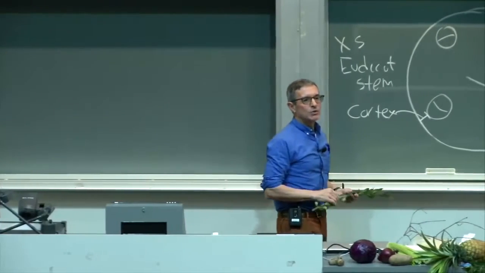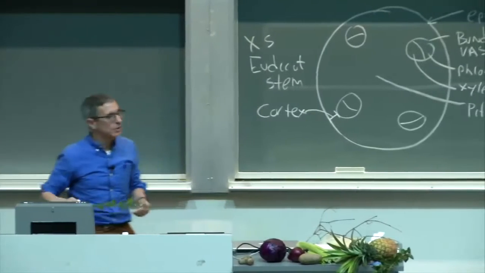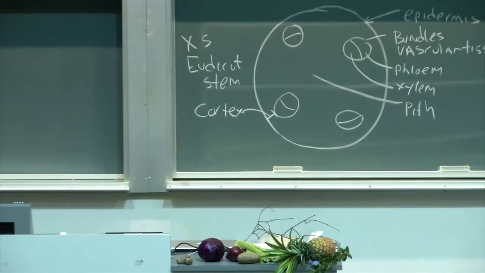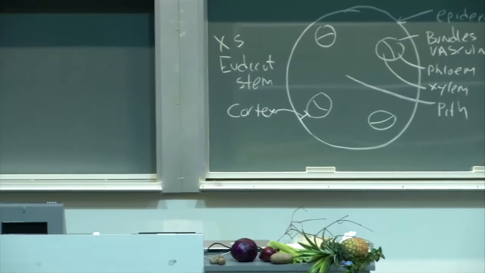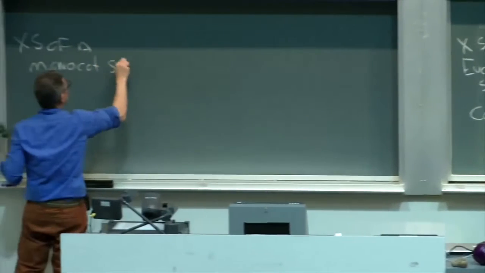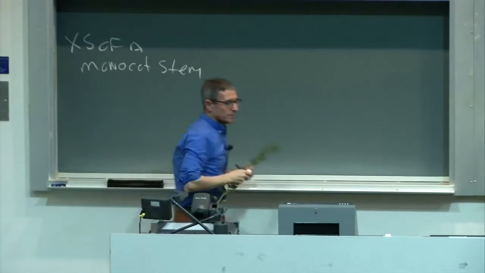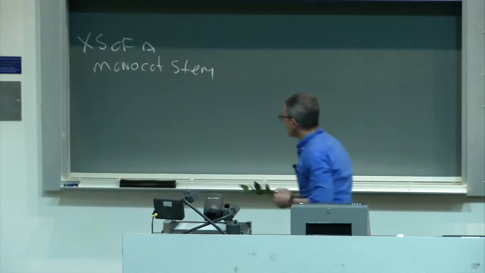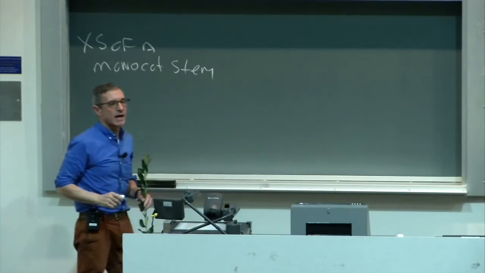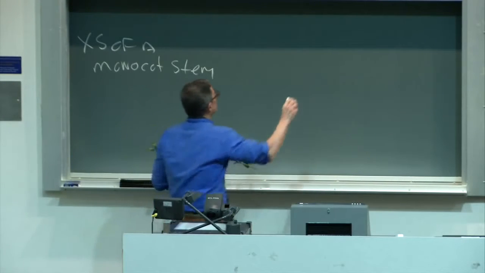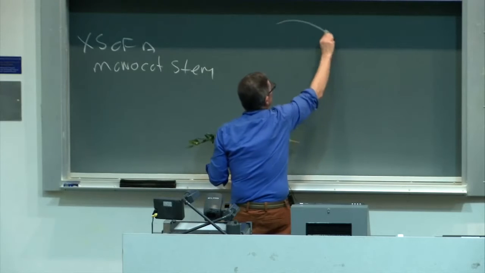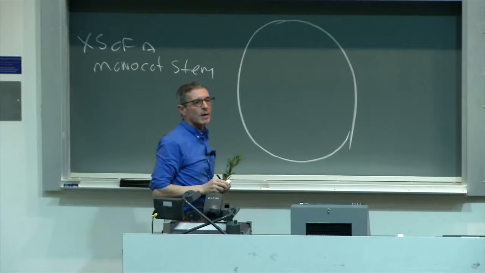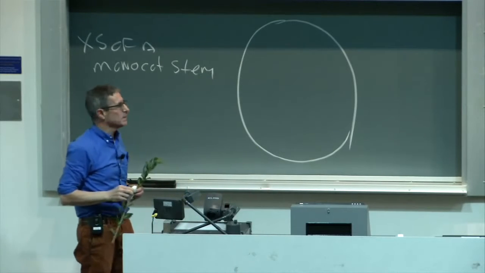Now what I'd like to do is to compare that cross-sectional structure to the cross-section of a monocot stem. And I'm going to put the screen down now, but we're not going to look at it yet. So let's make a cross-section of a monocot stem and compare it to that eudicot stem. Again, it would be round. We're just making a cross-section of it, someplace below the apical meristem of the monocot stem.